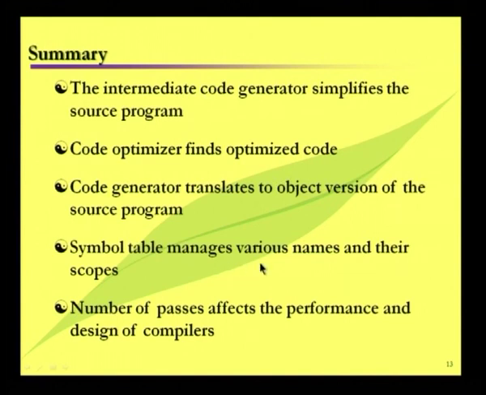Also there is a concept called the number of passes, and how it affects the program and the design of compilers. With more passes, the compiler design will be much easier, but with fewer passes, the compiler design will be very complicated. But with more passes, the compilation will take more time. With fewer passes, the compiler takes less time, because of the intermediate file representation.